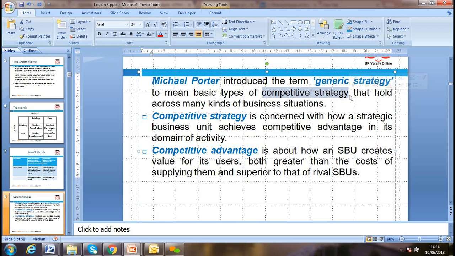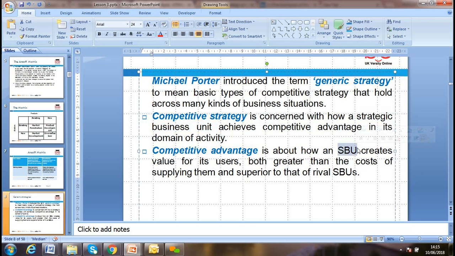Competitive strategy is all about how the strategic business unit works. So what is meant by strategic business unit? Have you ever heard? I know about strategic, like the plans and strategies we make. Okay, what is meant by SBUs then? Strategic business unit.